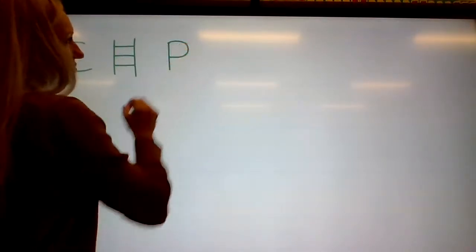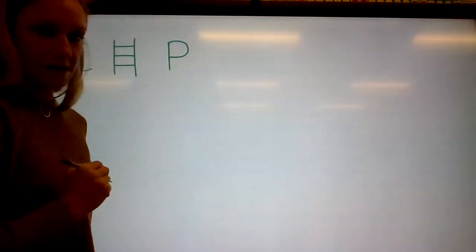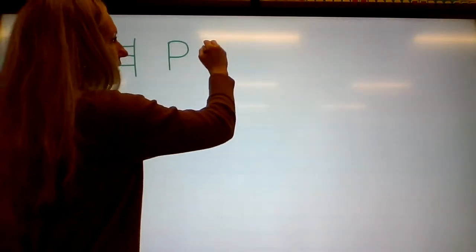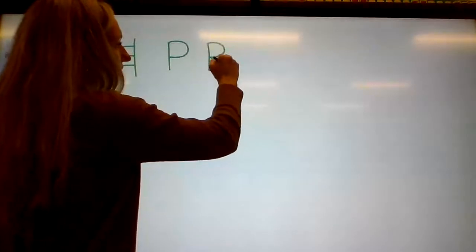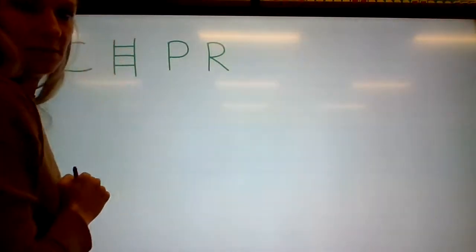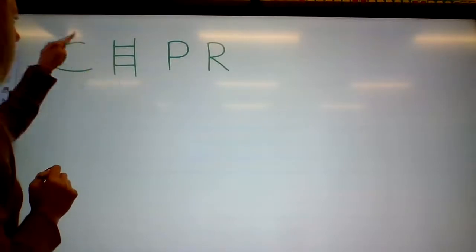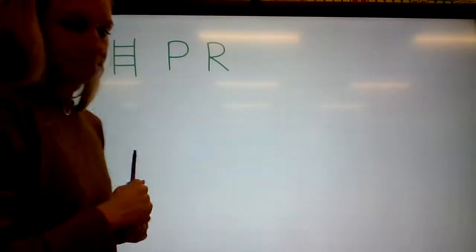And when you made your capital P, you went down, picked up, and around. The next letter we worked on was a capital R. Kind of similar to the P, you said down, pick up, around, slant. So see how we're combining the ladder down and the around.